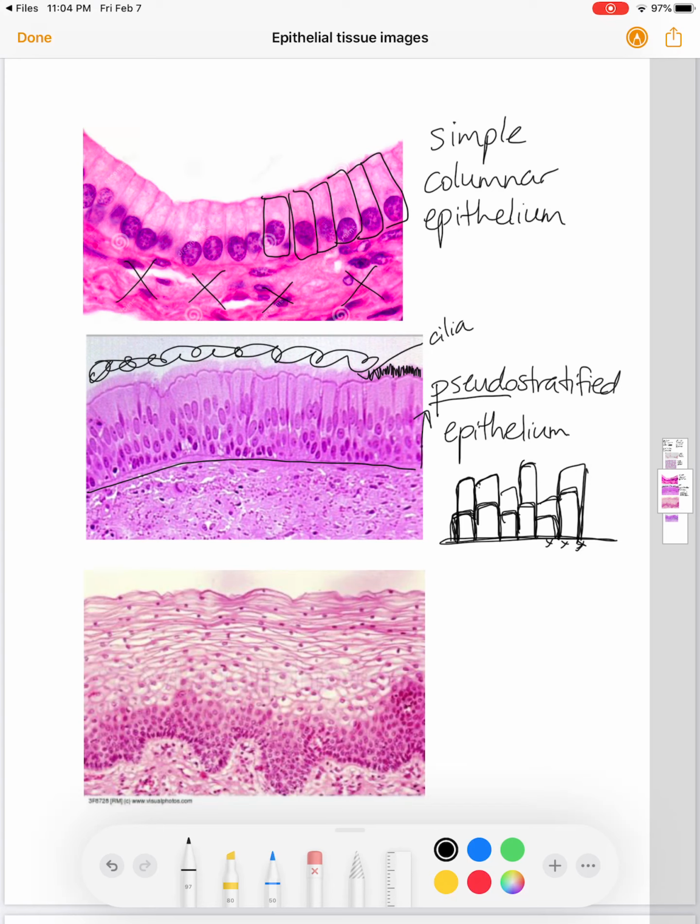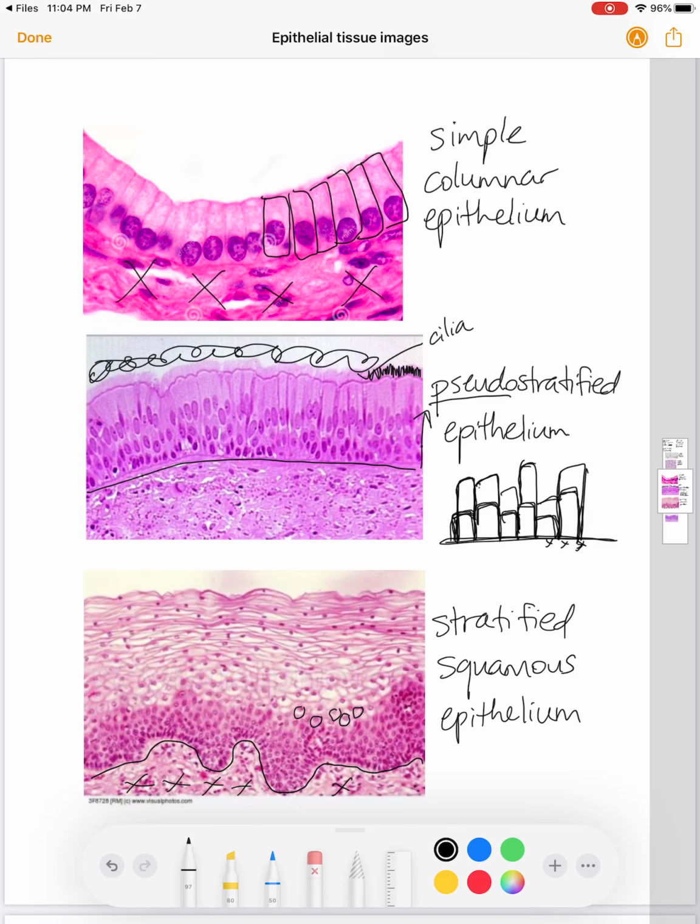Okay? Now this next one here is actually a stratified epithelium. So it is called stratified squamous epithelium. Now you might notice if you look closely at this epithelium, you have the basement membrane down here with all this connective tissue underneath. Some of these cells down in these lower layers, if you look closely at those, they look kind of cuboidal shaped, right? So you might be tricked into thinking, well, how do I know that this is not stratified cuboidal? Why is it stratified squamous?